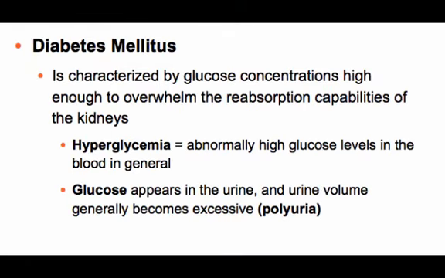Diabetes mellitus is a health condition that is characterized by abnormally high concentrations of glucose in the blood that is high enough to overwhelm the capabilities of the kidney to reabsorb glucose. Hyperglycemia is a term given to an abnormally high glucose level in the blood in general. When the kidney becomes overwhelmed and cannot reabsorb the overabundance of glucose, the glucose molecules end up in the urine, and the urine volume generally becomes excessive, a condition called polyuria.